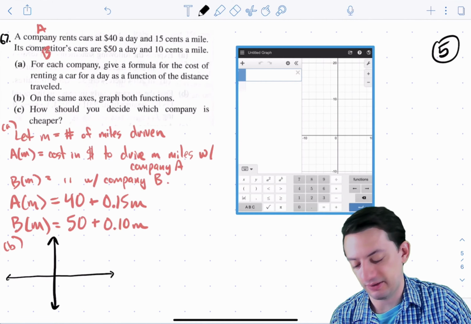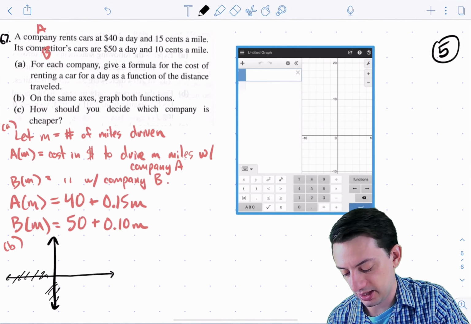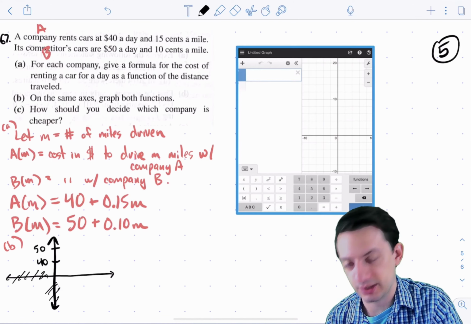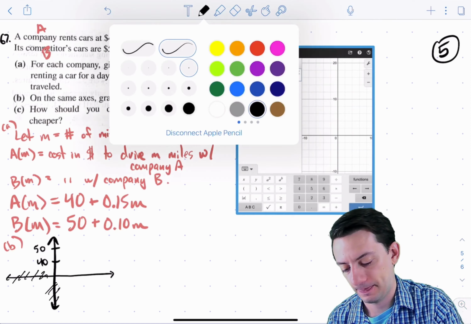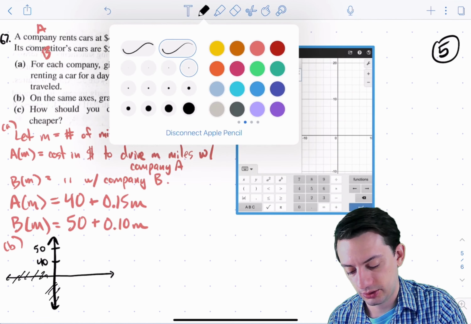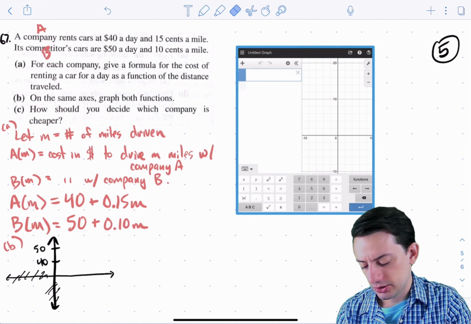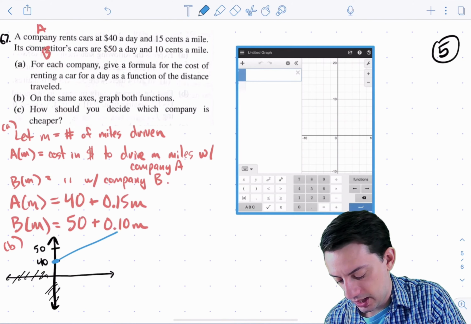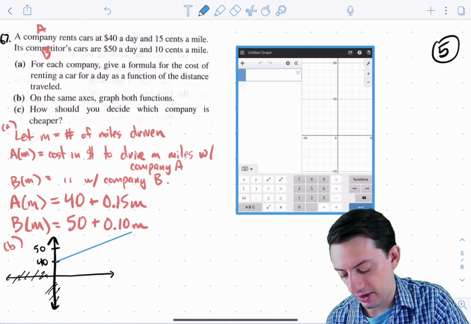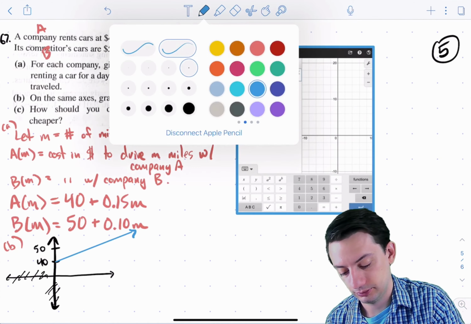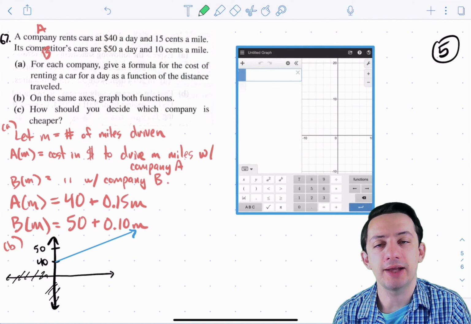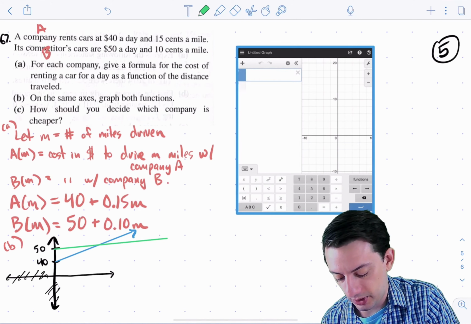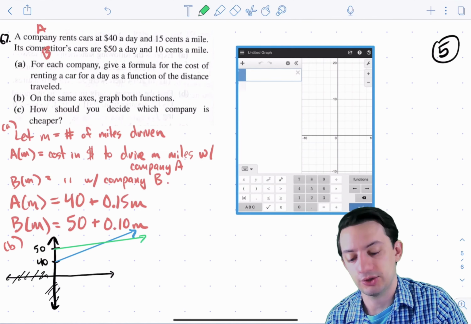Okay, so I didn't really need the negative axes here because we don't expect to have negative days or negative time. Let's just mark 40 and 50. This is definitely not to scale, but we're just trying to get an idea here. Let's use blue for Company A. So Company A is $40 to start with and increases at some slope, which is 0.15. Company B, let's draw in green, it starts at a higher cost, but its slope is shallower. So that means we're guaranteed that at some point it has to cross.